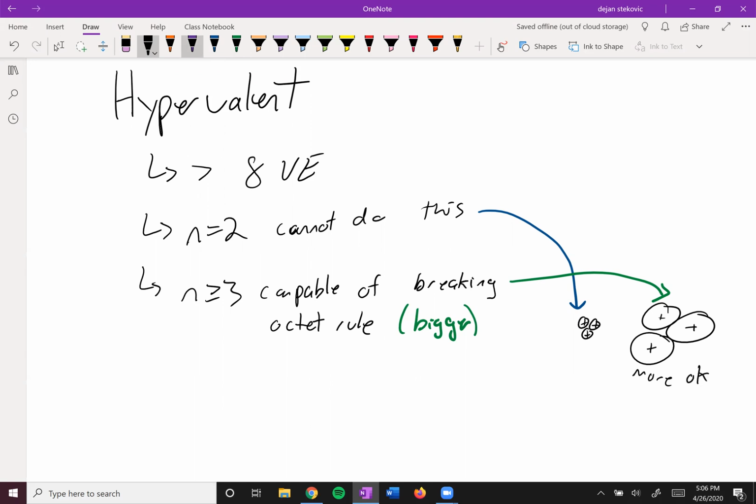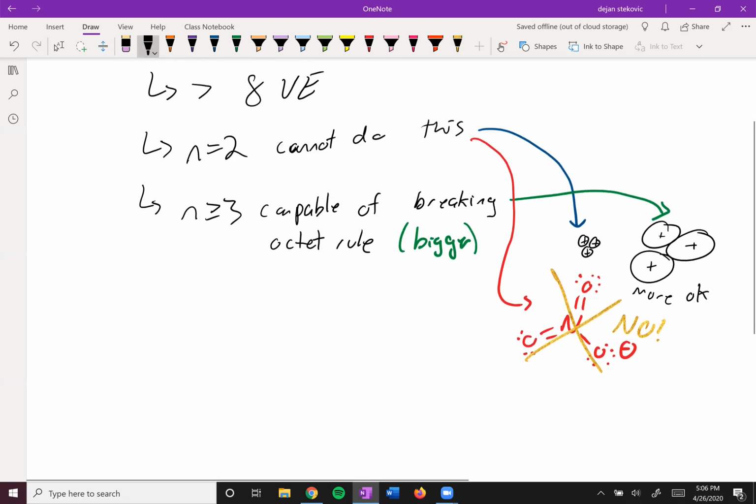And so think about nitrate as well. You may be tempted to draw this structure for nitrate because it minimizes the formal charge on nitrogen, but you cannot do that because nitrogen cannot break the octet rule. So be careful with nitrate especially.